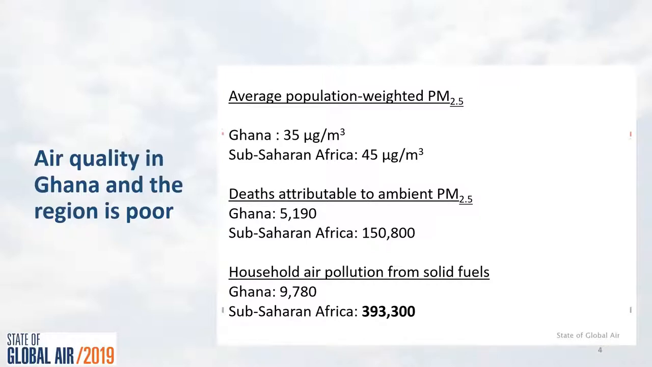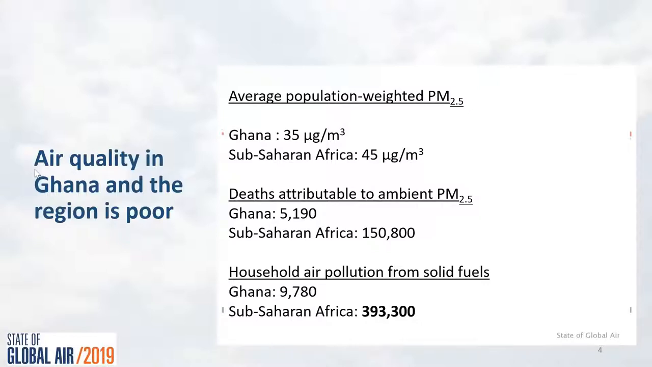But with increasing urbanization and industrialization, we do expect to see outdoor air pollution to increase over the next few decades in the region. At the same time, household air pollution due to use of solid fuels for cooking in particular is still a big contributor to the health burden across the region. We see more than 390,000 deaths related to household air pollution in 2017 alone.